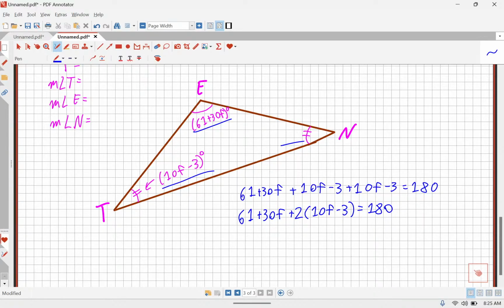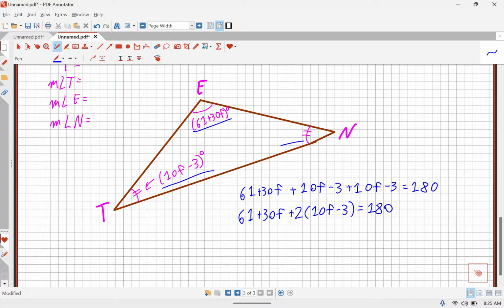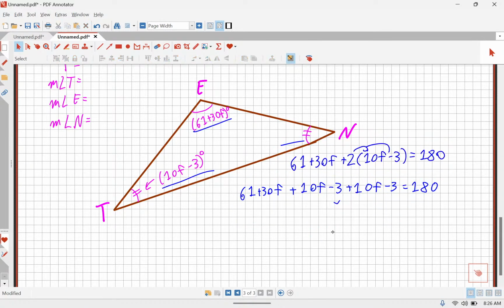She did 61 plus 30f plus 2 times (10f minus 3) is equal to 180. And guess what? Both of those do the same thing. Like if you distribute that in, you know what? Since most of us did it this way, and we're running low on time, I'm going to do it this way also. Sorry, Reese, there's just no time. But I love that you did that.